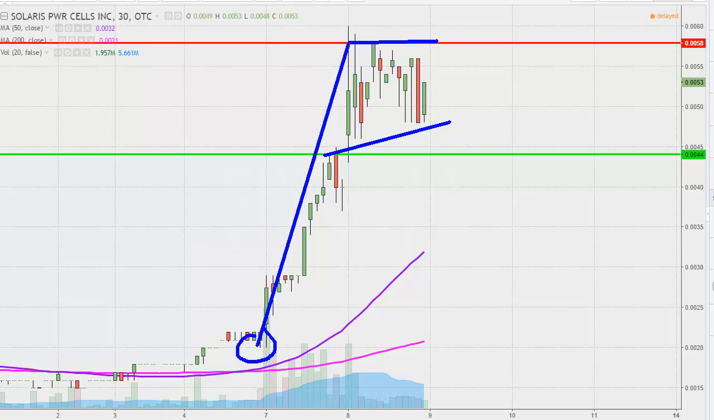But any way you want to slice it, 0044 is the ideal level of support, but at the end of the day, from the broad scope of things, as long as the price keeps on chugging and stays above that purple line, then the bulls are in full control.